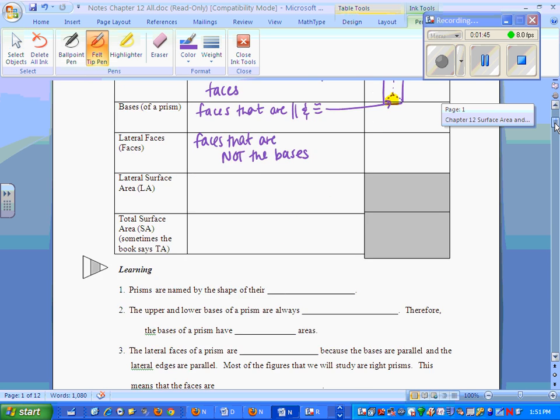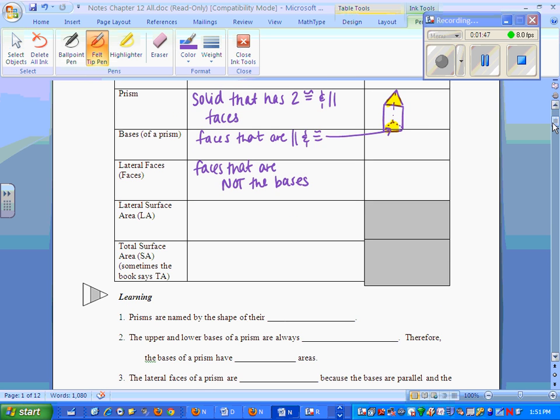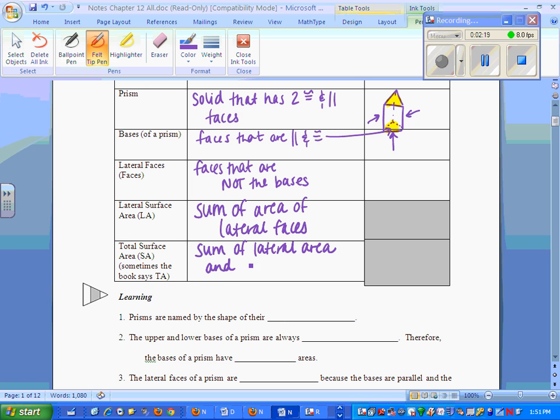And getting into lateral area, lateral surface area, and total surface area. Lateral surface area is the sum of the area of the lateral faces. So your lateral faces here would be the sides: this one, the front, and the side here. And total surface area includes the bases as well. So, the sum of lateral area and base area.